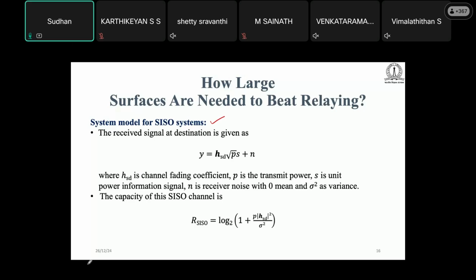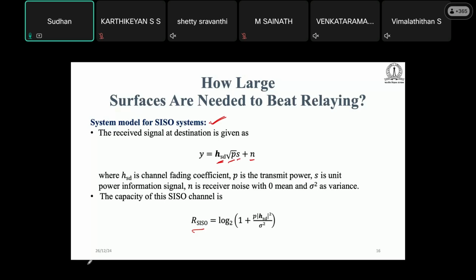So you can see the system model of SISO. This is the noise, this is the transmitted signal, this is the transmitted power, and this is the channel between source and destination. Once you know that, we can easily calculate the capacity of the SISO channel, which is log2(1 + SNR). This is for the single carrier system.